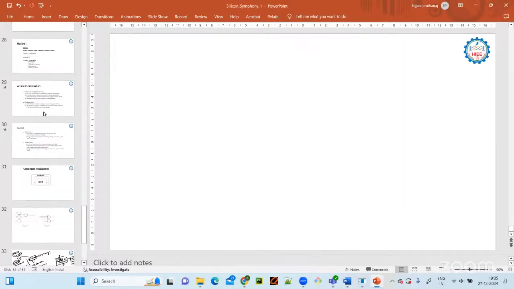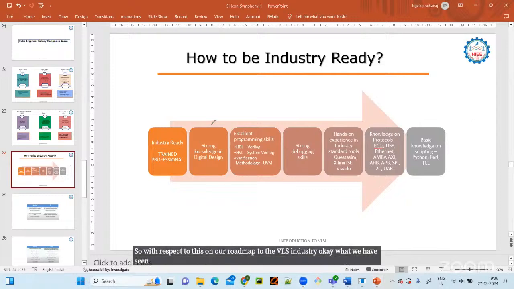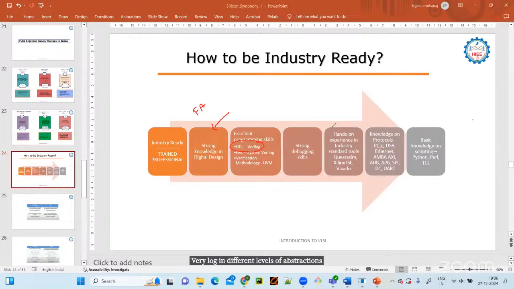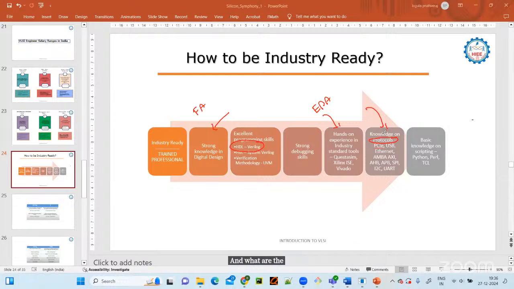So with respect to this, on our roadmap to the VLSI industry, what we have seen: we have discussed a few digital concepts like full adder, and then we have seen a few codes with respect to Verilog in different levels of abstraction, and we have seen how to access EDA tools. And then we came to know what a protocol is, what the significance of a protocol is, how and where a protocol should be used, and what the real life scenarios are where it is already being used. All such things we have seen, right?